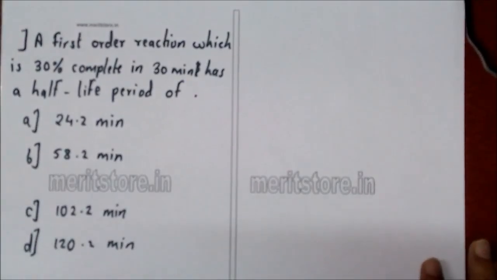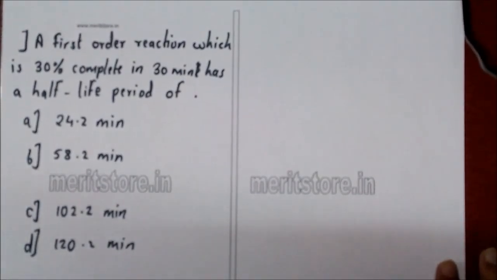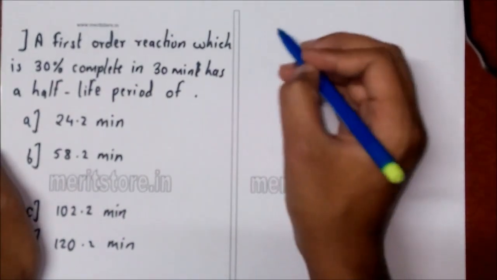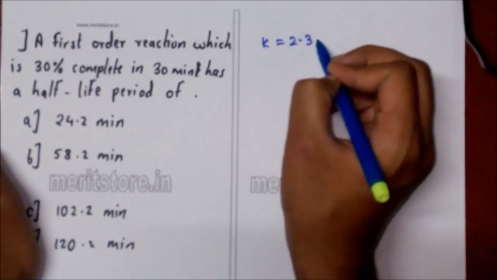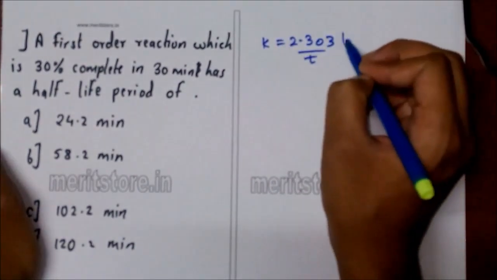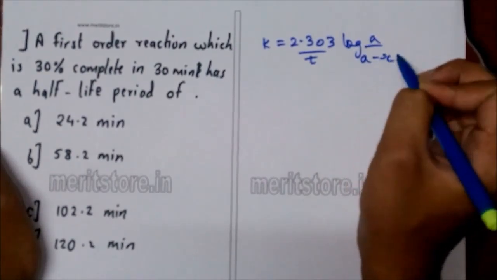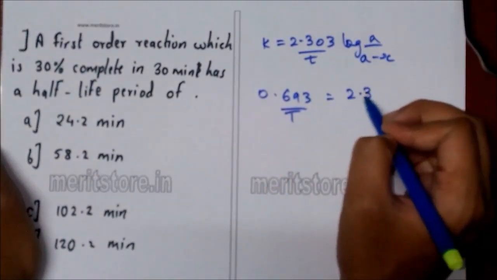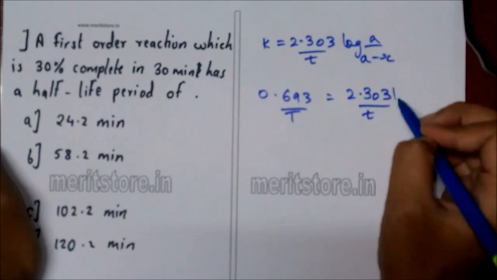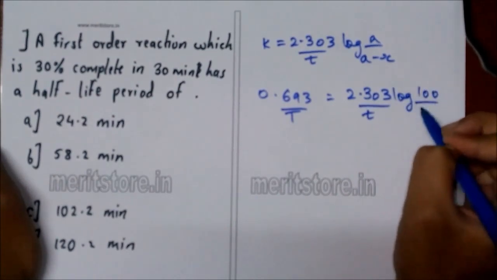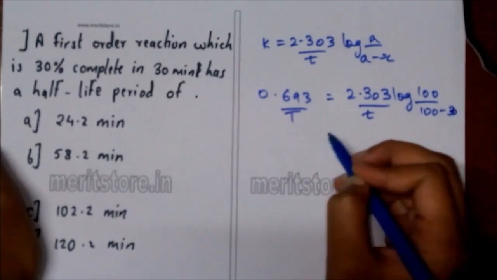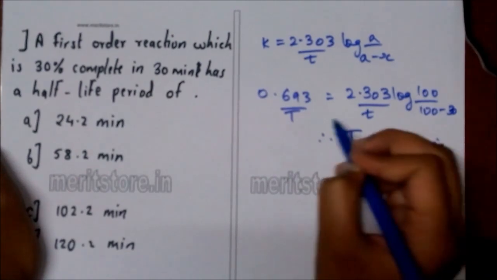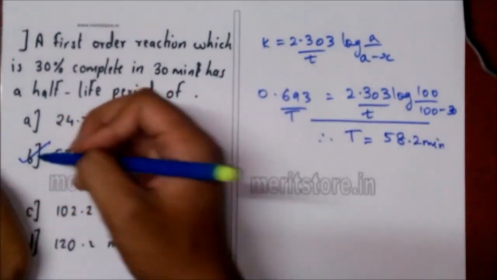A first order reaction which is 60% complete in 30 minutes has a half-life period of a first order reaction. So the formula will be K is equal to 2.303 upon T log of A upon A minus X. So 0.693 upon T, which is equal to 2.303 upon T log of 100 upon 100 minus 30. Therefore, our time will be 58.2 minutes on solving this equation. So option B is the correct answer.